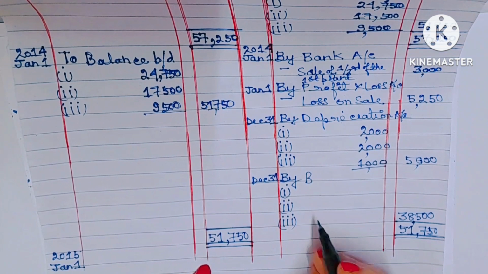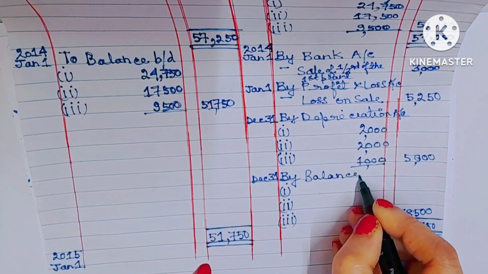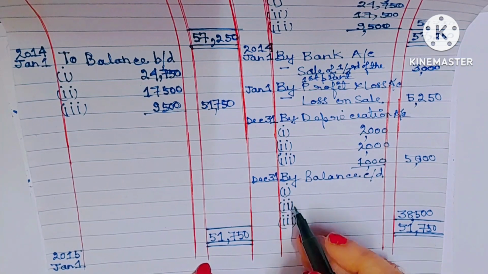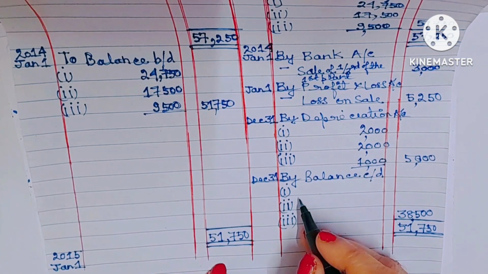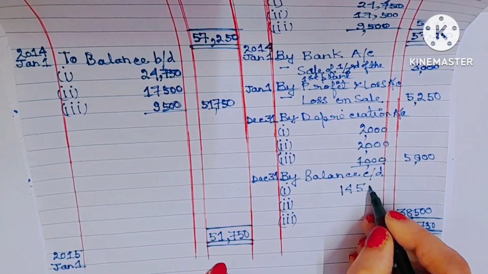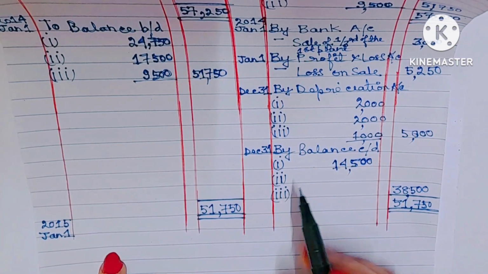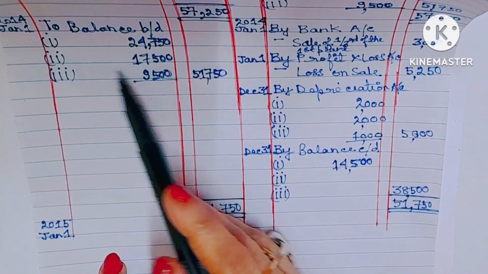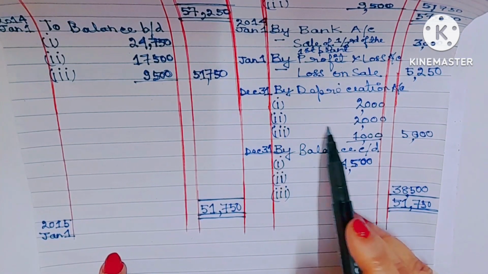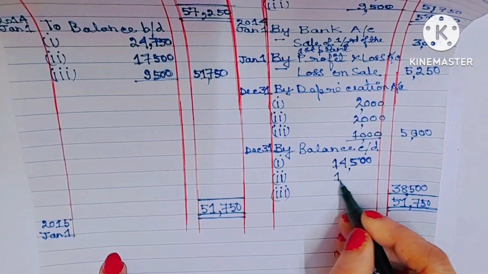So we'll write on 31st December 2014, by balance CD, number 1 means balancing figure for 2/3 of the first plant. What is the balancing figure? We have just now calculated 14,500. So what is the balancing figure for the second plant? The book value of the second plant on 1st January 2014 is 17,500 minus depreciation for the second plant, that is 2,000. If you deduct 2,000 from 17,500, we'll get 15,500.